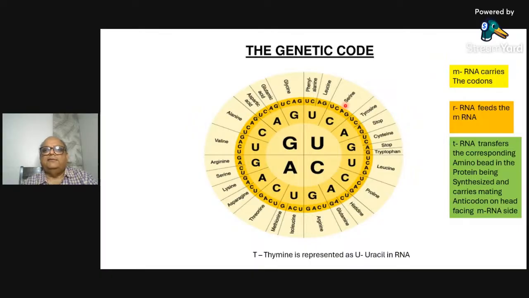So it is having redundancy, obviously. So many codes represent the same thing. But vice versa is not true. The same code cannot represent more than one amino radical. So there it is unique.